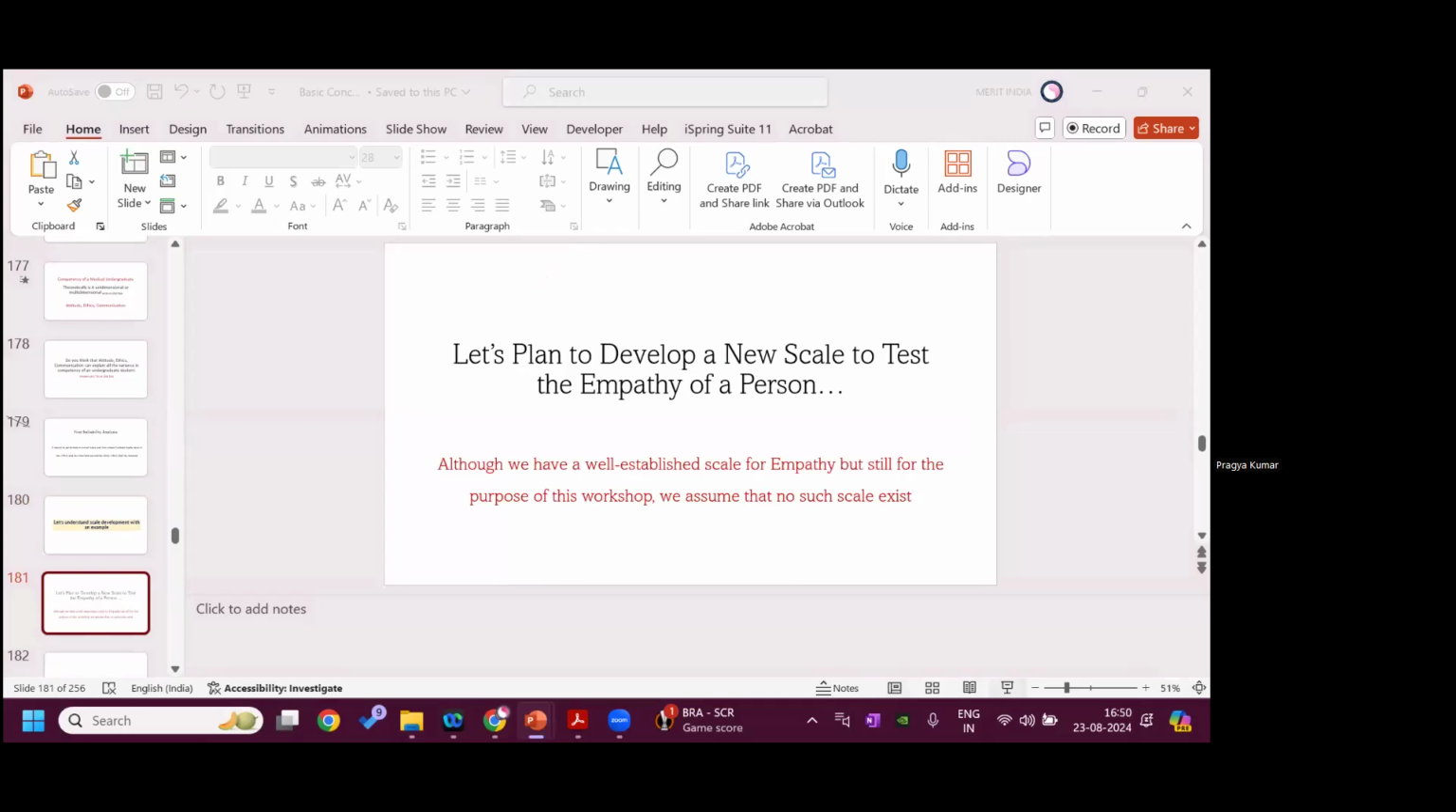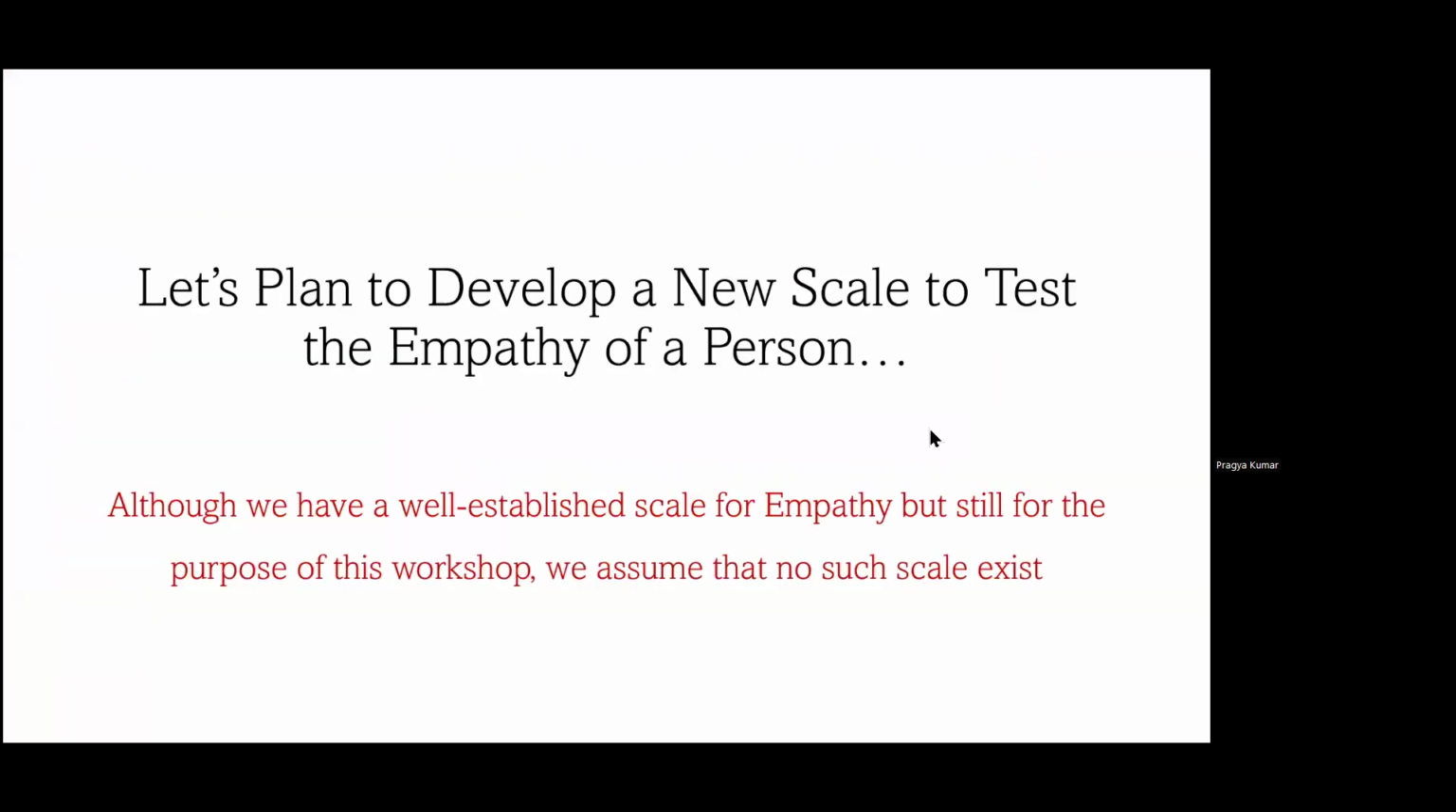Okay, so we have to develop a new scale to test the empathy of a person. Although we have a well-established scale for empathy, just think that we did not get permission to use that scale, and we assume that no such scale exists. So you have to develop items for the empathy of a person. Remember empathy. So now what will be my first step?